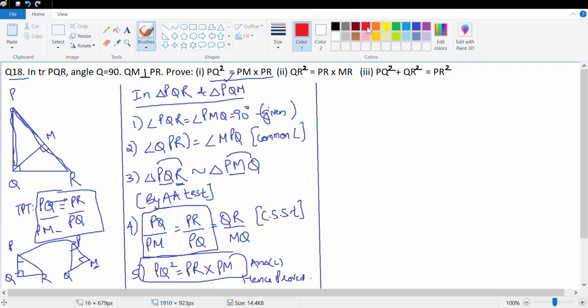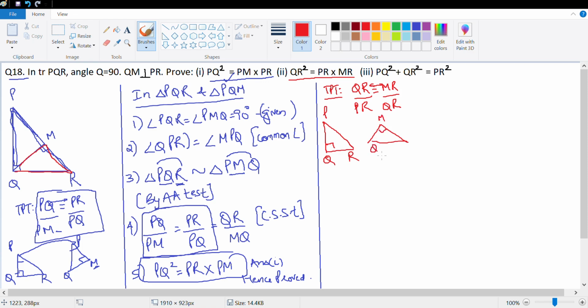So again, for doing part 2, I'll first figure out which triangle to prove similar. So I have QR square is equal to PR into MR. Let me just write this in the fraction form. I'll leave one QR here and I'll take which one down? Let's say PR down, and I have MR here and QR here. So QRM, which means this small triangle here, QRM, and this is PRQ, which is the big triangle. Okay, so let's just put this here. This is PQR and this is M here, Q here, R here.